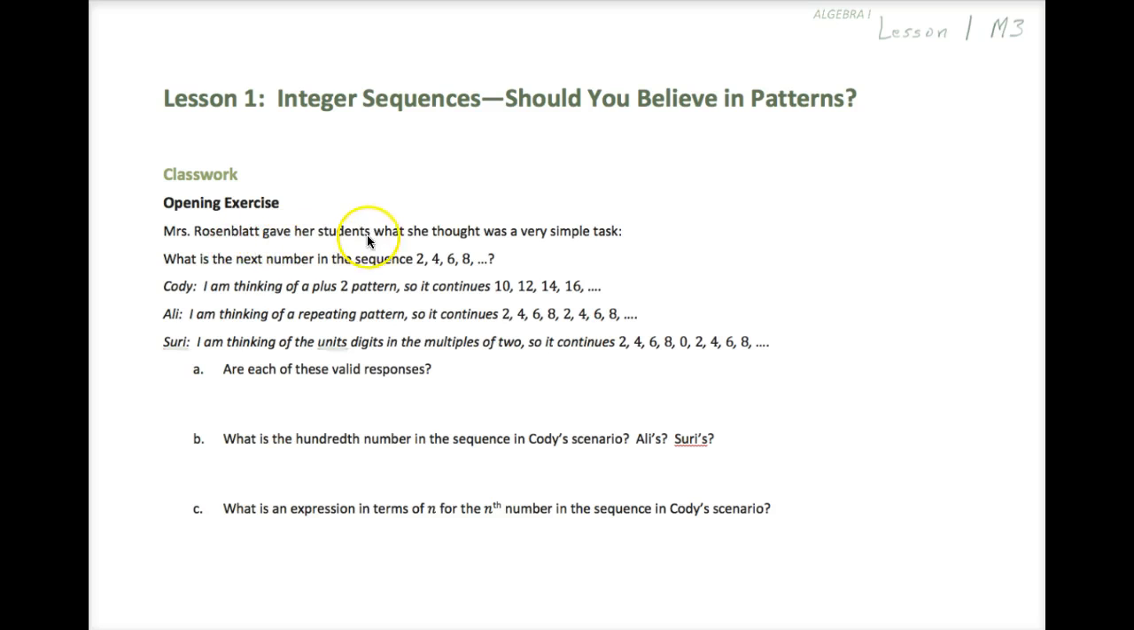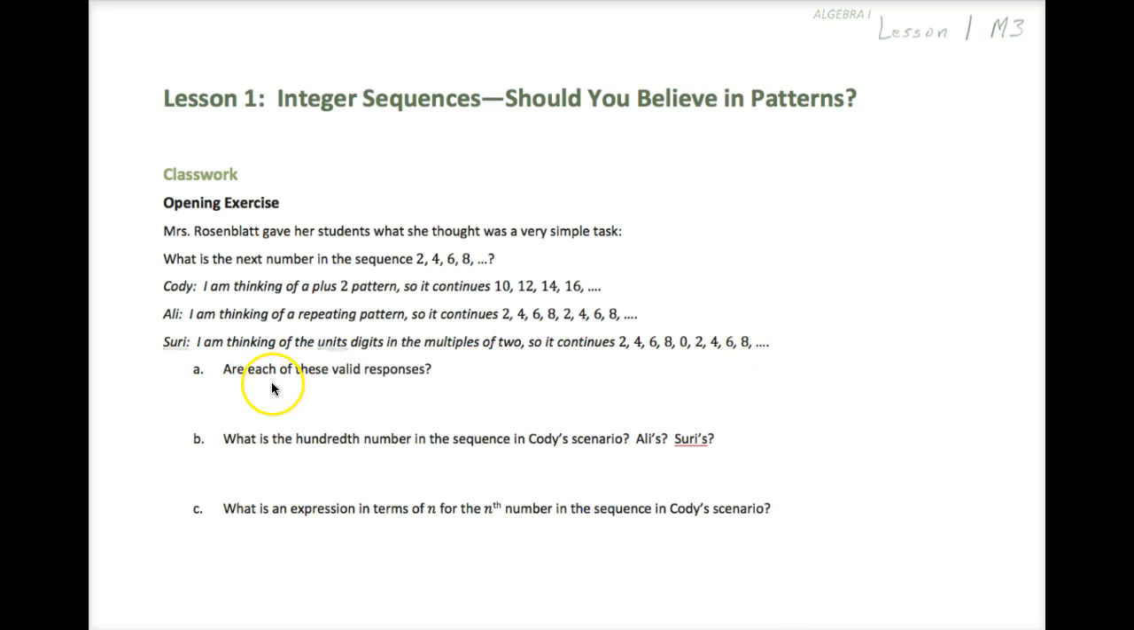Mrs. Rosenblatt gave her students what she thought was a very simple task. What is the next number in the sequence 2, 4, 6, 8? Cody says, I'm thinking of a +2 pattern, so it continues 10, 12, 14, 16. Allie says, I'm thinking of a repeating pattern, so it continues 2, 4, 6, 8, 2, 4, 6, 8. Suri says, I'm thinking of the units digit in the multiples of 2, so it continues 2, 4, 6, 8, 0. That's the units digit for 10, so 2, 4, 6, 8, and 0 would follow here.